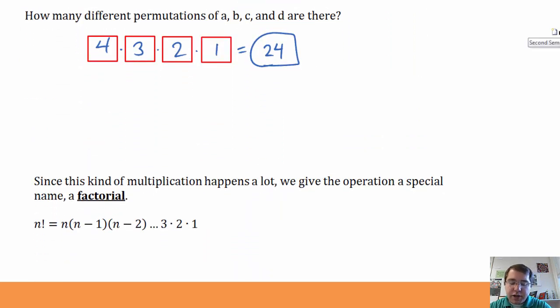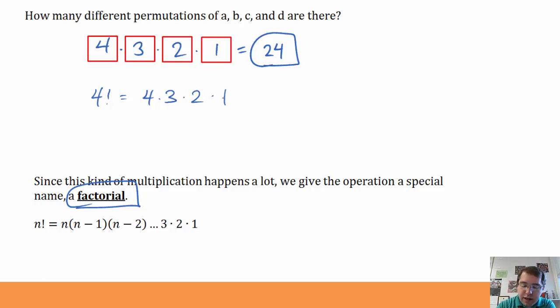Since this kind of multiplication happens a lot, we give the operation a special name. It's called a factorial. So a factorial is when we're multiplying a number by every positive integer less than that number. So n factorial is the number n times n minus 1 times n minus 2 times n minus 3 times n minus 4 all the way down to 3 times 2 times 1. So what we did with 4 letters up there, that 4 times 3 times 2 times 1, that was 4 factorial. 4 times the number 1 less than that, times the number 1 less than that, till you get down to 1.